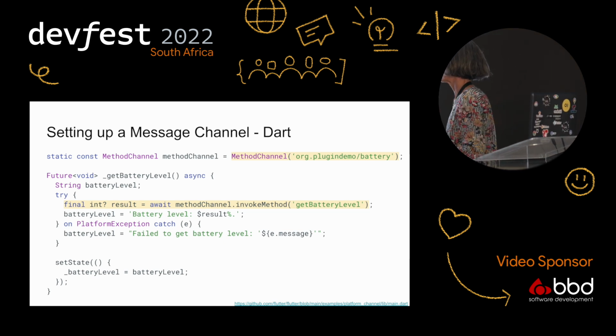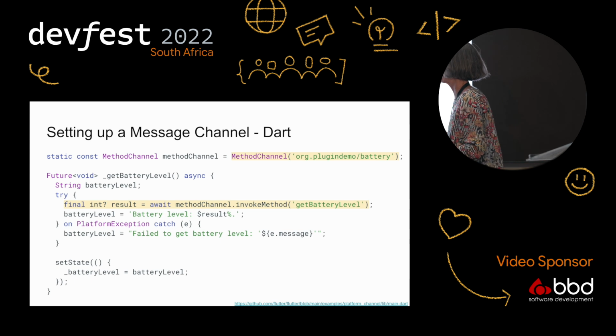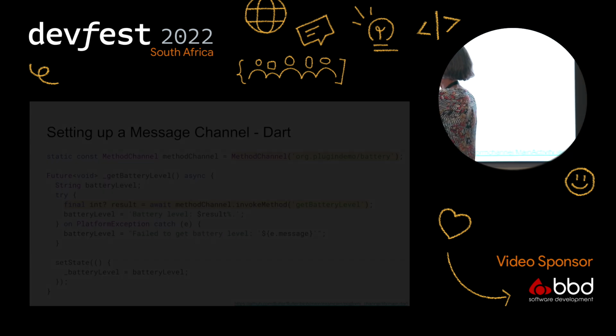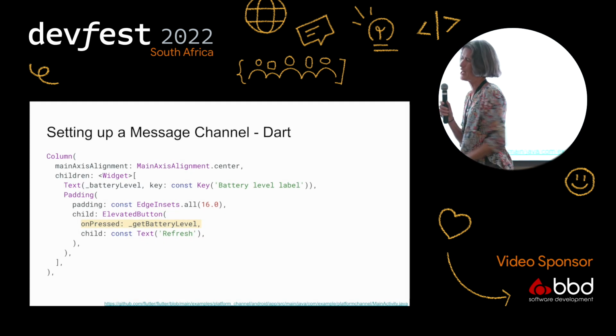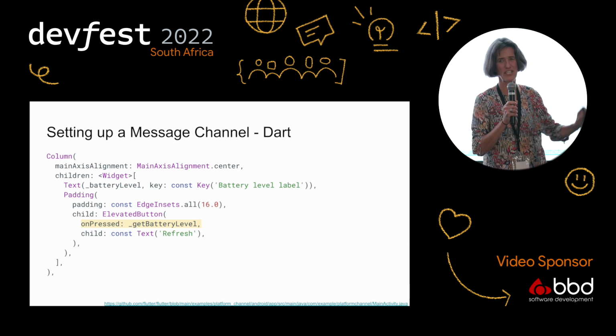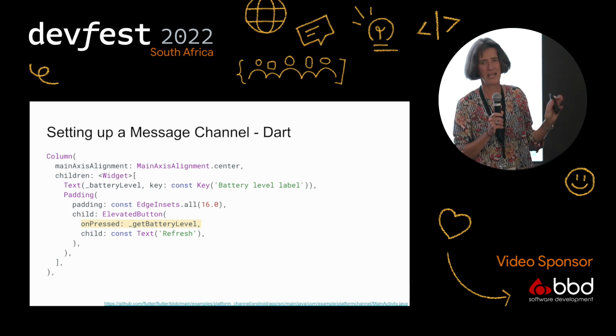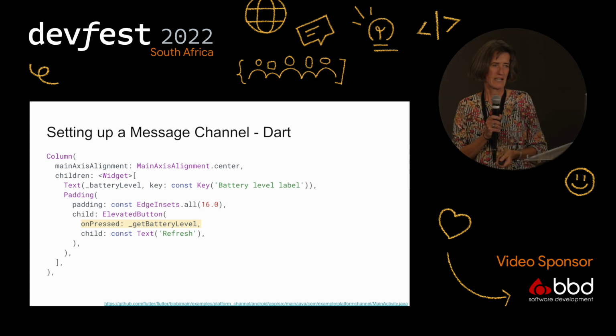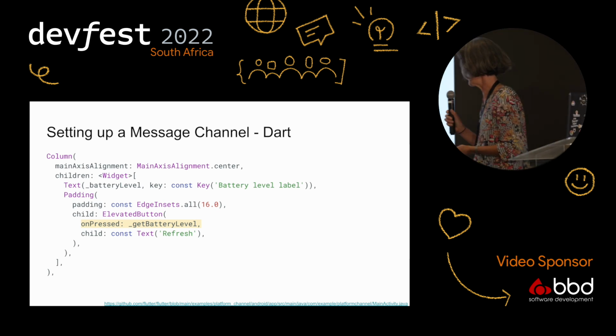And this is the widget that actually calls it. I have an elevated button here. When you press on it, my method channel function gets triggered. So that was all on the Dart side. Let's go to Android.